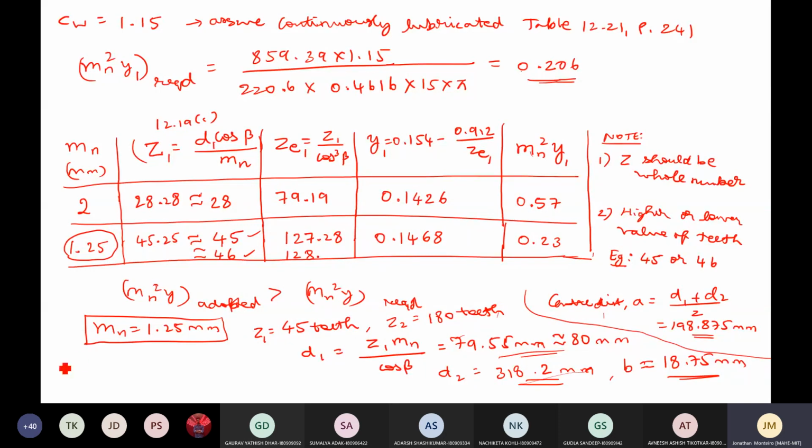Suppose in this problem you took 46 teeth, then what happens? It will be slightly above 80, right? It might go slightly above 80, but still it is closer to 80. So both conditions are satisfied here. You take 45 or 46, it will not go against the definition of the problem. If Z1 is 46, then D1 will be maybe 80 point something. I'm not very sure, just calculate and tell me. But whatever it is, it should be approximately equal to 80.